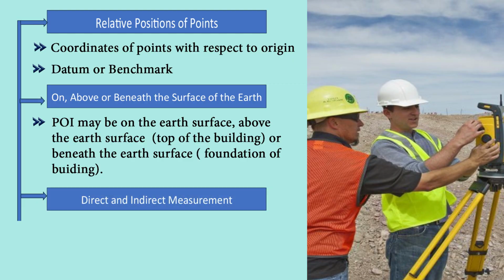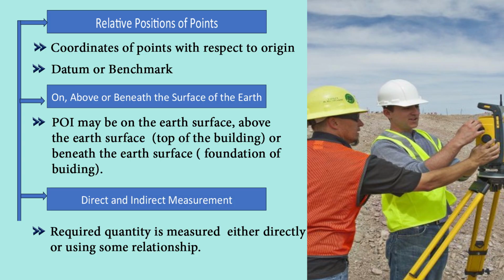Now, another term in the definition is direct and indirect measurement of distance, direction and elevation. Let us discuss first what is direct measurement and what is indirect measurement. As the name suggests, when we measure a required quantity directly, it is termed as direct measurement. Conversely, when another quantity is measured and the required quantity is calculated using some relationship between them, then it is termed as indirect measurement.